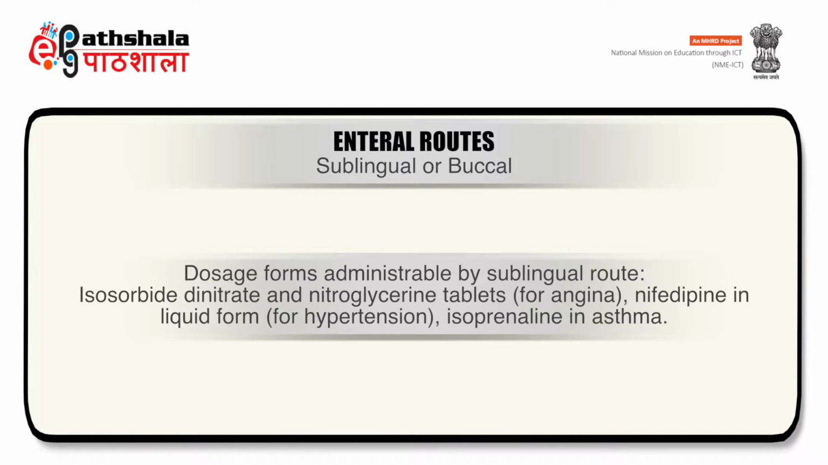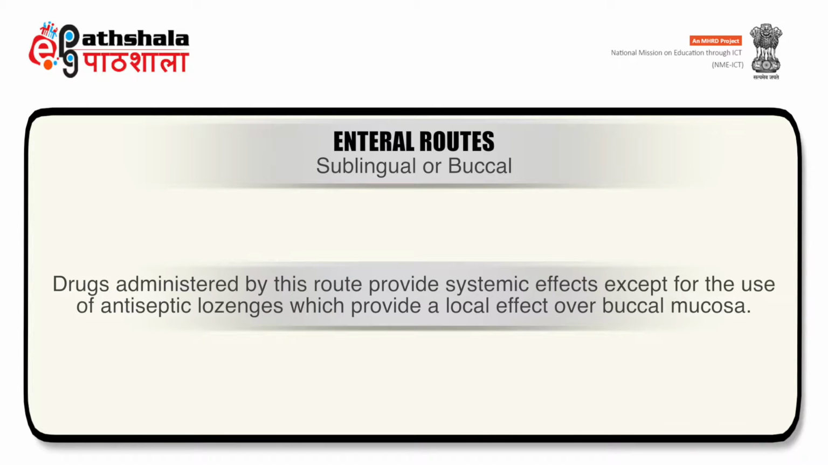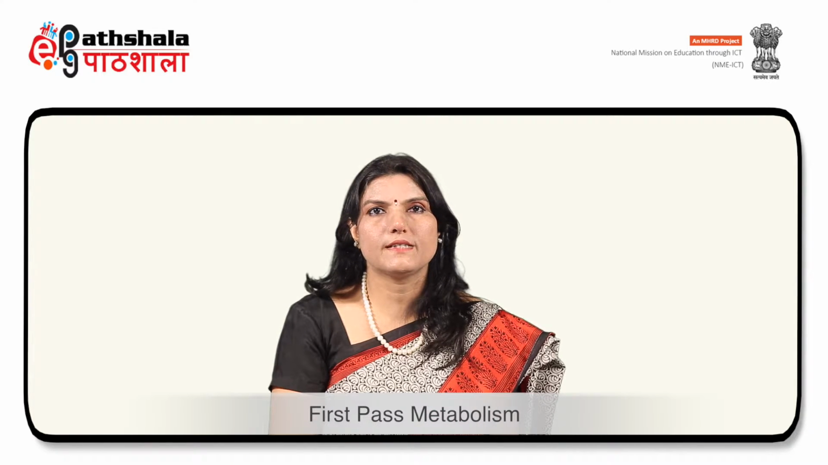Various dosage forms administrable by sublingual route include: the classical example is isosorbide dinitrate or nitroglycerin tablet for angina, nifedipine in liquid dosage form for hypertensive patient, and isoprenaline in case of asthma. Drug administered by this route provides systemic effect except for the use of antiseptic lozenges which provide local effect over buccal mucosa. Students, now we discuss about first pass metabolism.